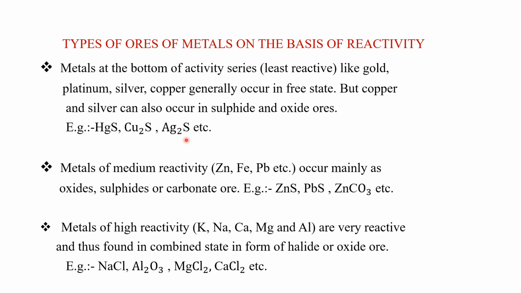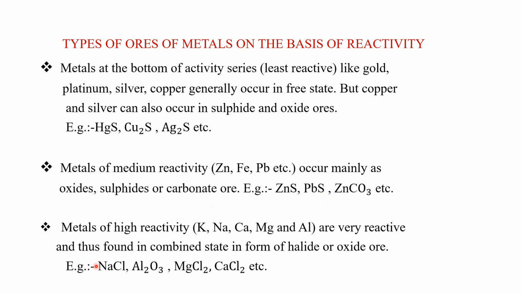Examples of this type of ore are mercury sulfide, copper sulfide (cuprous sulfide), silver sulfide, etc. Okay, now the next type of ore is of metals of medium reactivity. These metals include zinc, iron, lead, etc. They occur mainly as oxide, sulfide and carbonate ores. Examples: zinc sulfide, lead sulfide, zinc carbonate, etc.